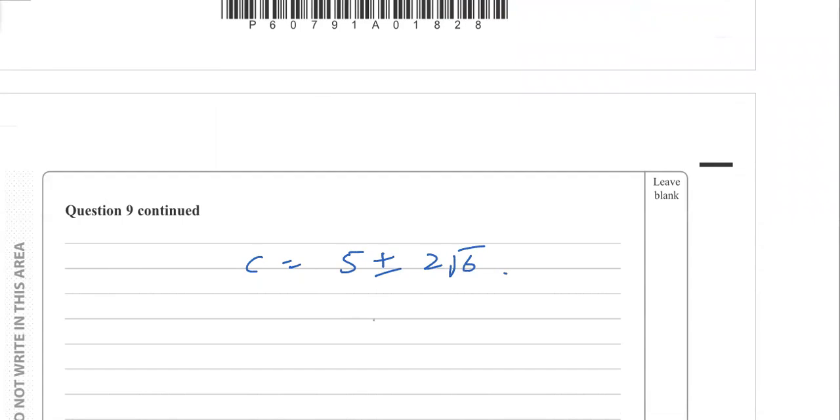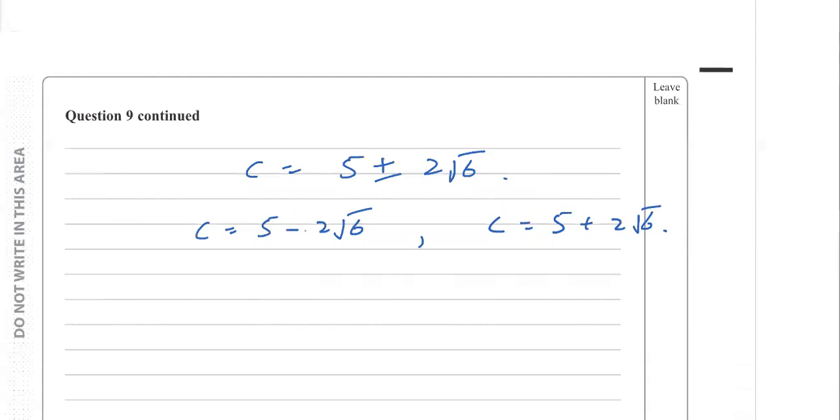Now if I have to write the range of c, I have two values of c: 5 minus 2 square root of 6, and the other value is 5 plus 2 square root of 6. These are the two critical values of c. Now I can say that c will be greater than 5 minus 2 square root of 6, and less than 5 plus 2 square root of 6.